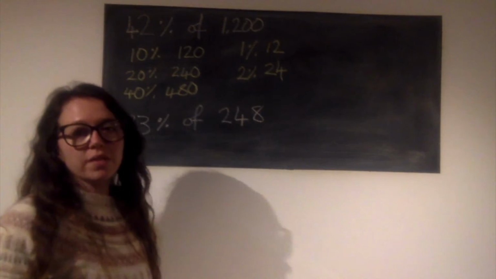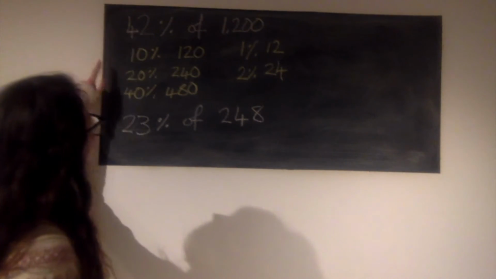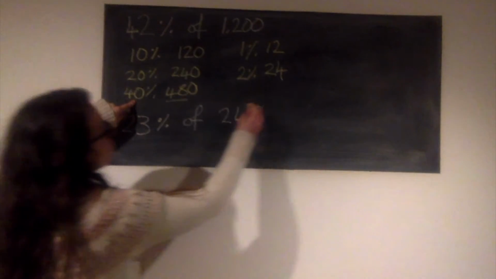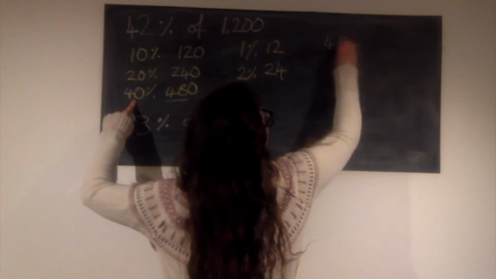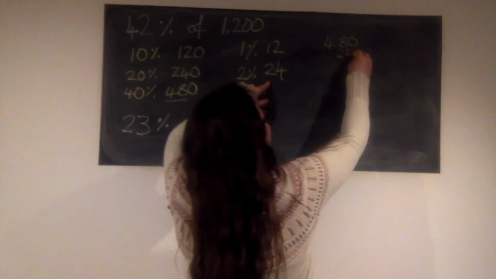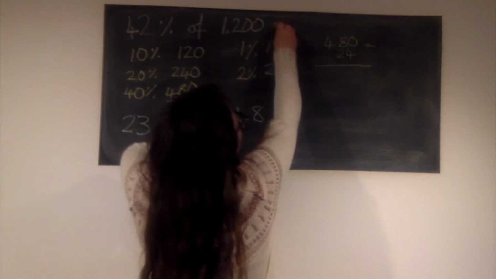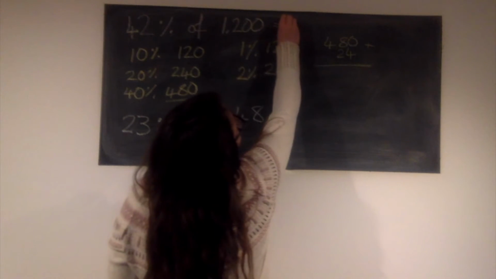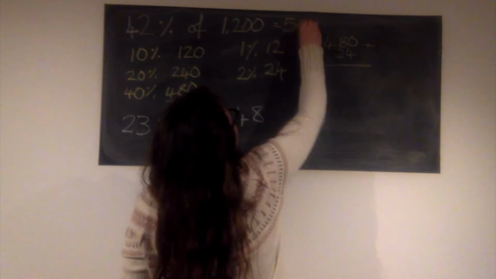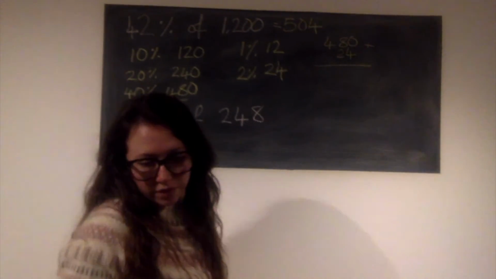Now it's time for us to think about which of that information I need. So I need 42%. So I've got 40%, 480, and I've got 2%, which is 24. We can add these together to give us 42%, and it is 504. So well done if you got that. Let's have a look at the second one.